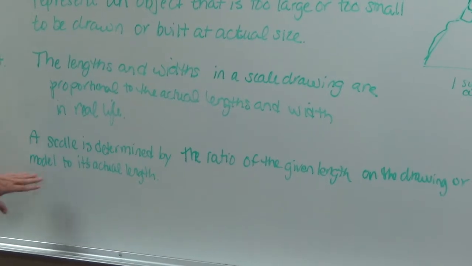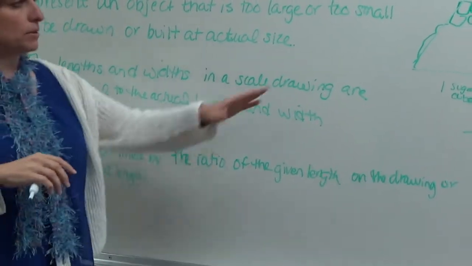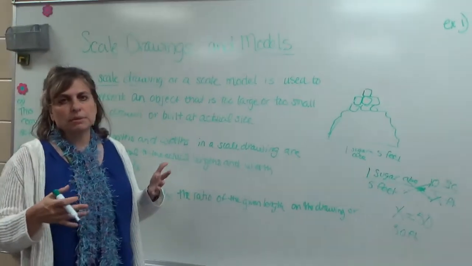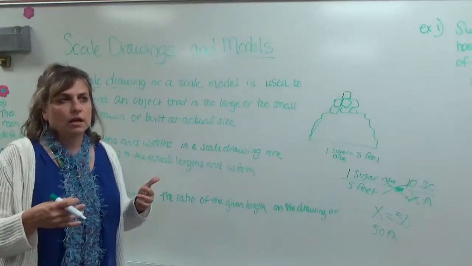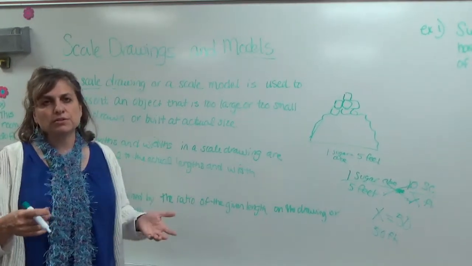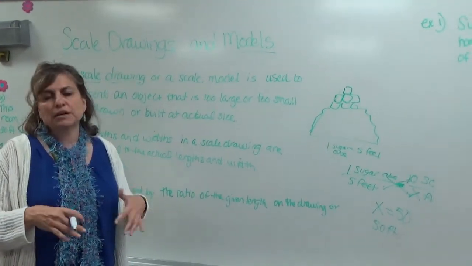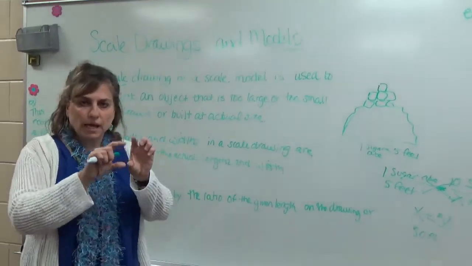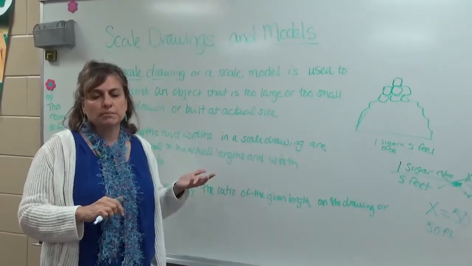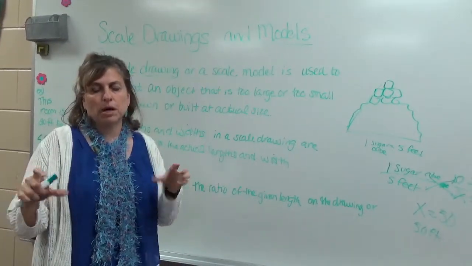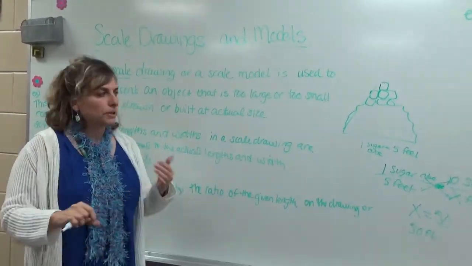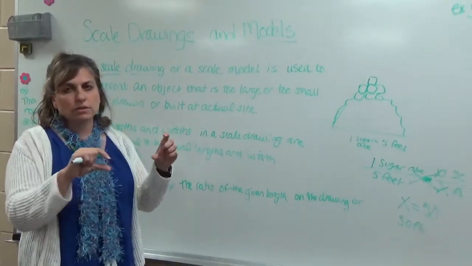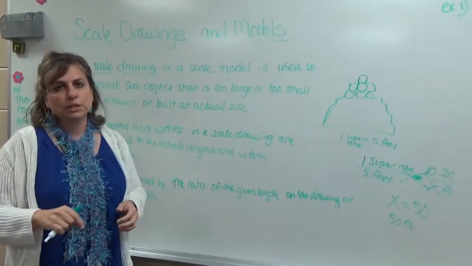Okay, so a scale is determined by the ratio of the given length on the drawing or model to its actual length. When I say model, I'm talking about something like a model of a building that's going to be built, which is actually really cool. I'm sure they made models of Universal Studios and Disney World before they actually built them. And they probably make a little model of each roller coaster. Then somewhere on that model, it's going to tell you how big each thing actually is.